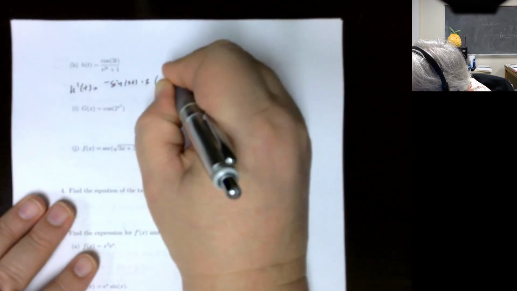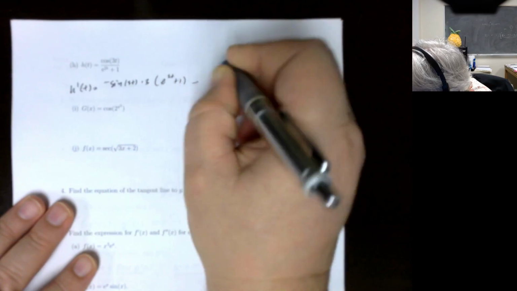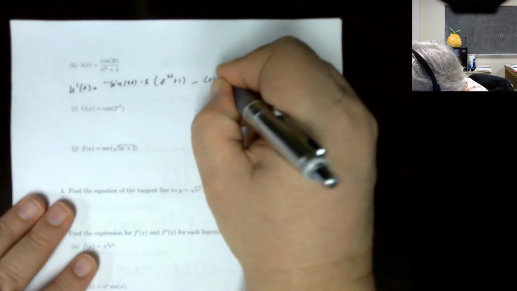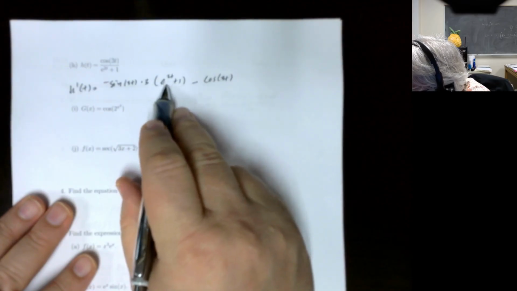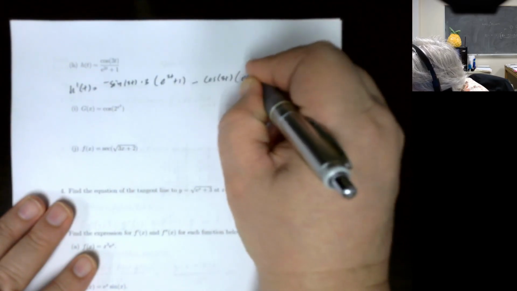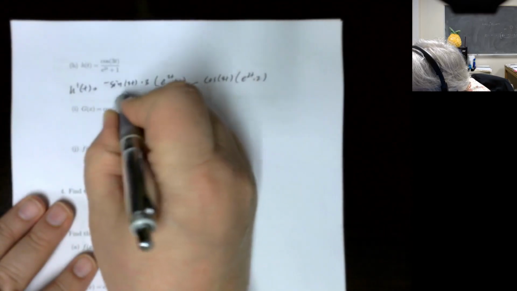Cosine of 3t over e to the 2t plus 1. That's pretty straightforward again. So h prime of t: derivative of the top, which would be minus the sine of 3t times 3, times the bottom, e to the 2t plus 1, minus the top, cosine of 3t, times the derivative of the bottom. That would be e to the 2t times 2, and then divided by the bottom function squared.